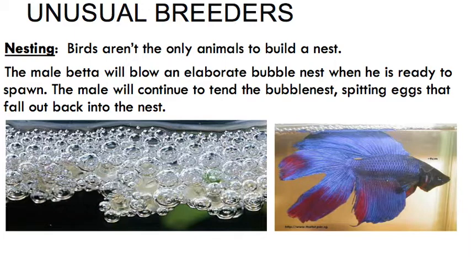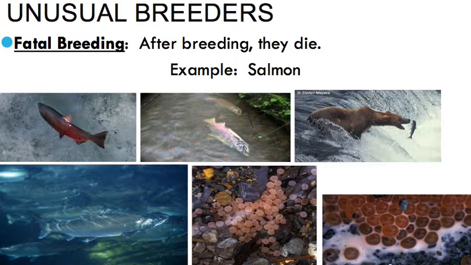Some other weird things that fish will do is that they kind of build nests like birds. So male betta fish will actually do this, and they'll blow an elaborate bubble nest in the water when they're ready to spawn. And the male will continue to tend to their bubble nest, spitting eggs that fall out of the nest back into the nest. So they're very protective of their eggs and will protect them with bubbles. Then there's fatal breeding, which salmon do, is they're just going to go off and breed and then they die afterwards. Their whole mission in life is to go breed and then they die. So that's called fatal breeding.